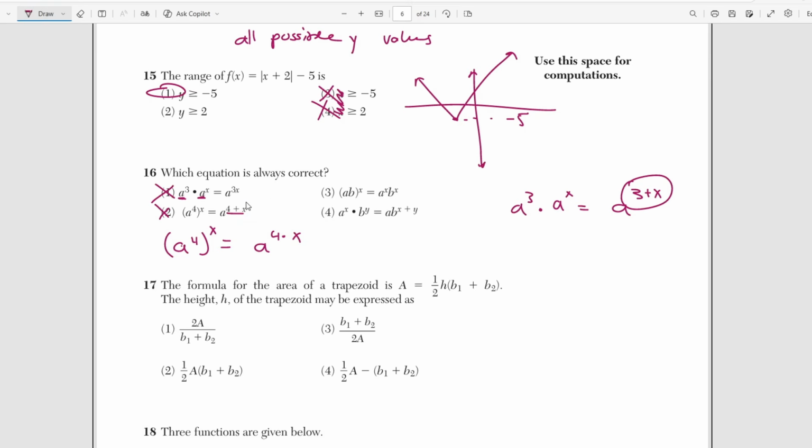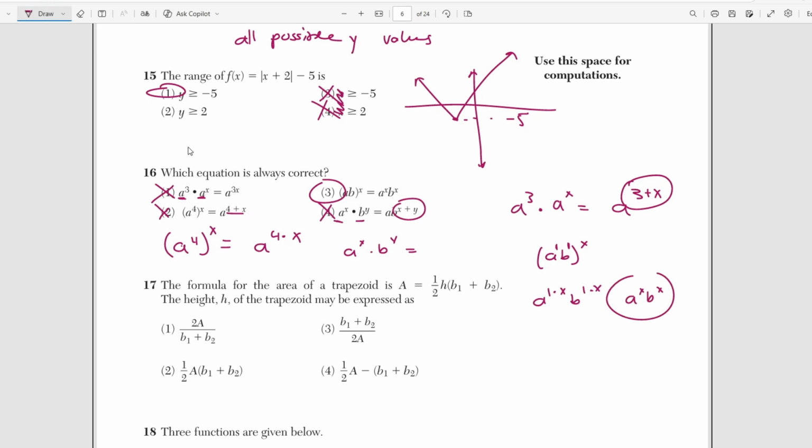Okay, choice 4 is also wrong because a to the power of x times b to the power of y only works when both of the bases are the same. So choice 3 has to be the correct answer. Remember that whenever you have a product raised to an exponent, for example (ab) to the power of x, technically the exponents of a and b are both 1. So this is the same thing as saying a to the power of 1 times x and b to the power of 1 times x, which is just a to the x times b to the x, okay?